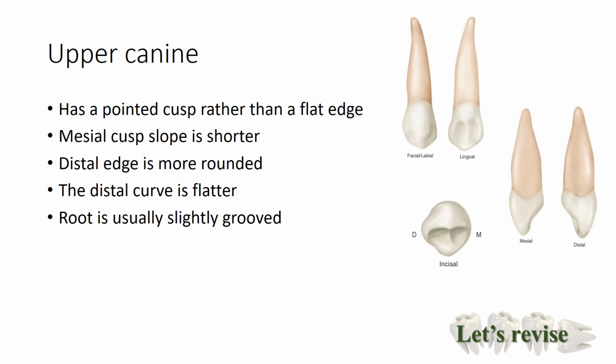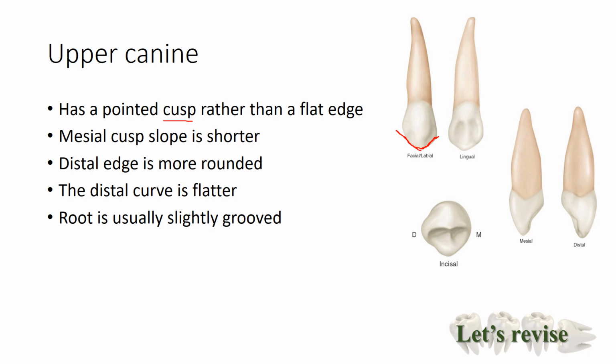So moving on to the canines, this is revision, so it's just a whistle-stop tour through. Looking at the upper canines, they've got a pointed cusp now rather than a flat edge. So notice that we've moved from incisal edge to the word cusp. We've now moved on to our cusp teeth, and all of the rest of the teeth going back through the arch will have a cusp. So now we have one cusp, and this pointed cusp at the end. When we're looking at our cusp, we're looking at the mesial edge and the distal edge. So this is a mesial edge, and this is a distal edge.